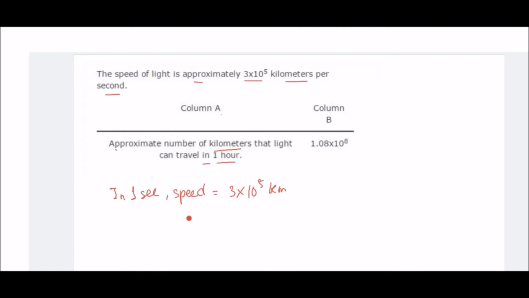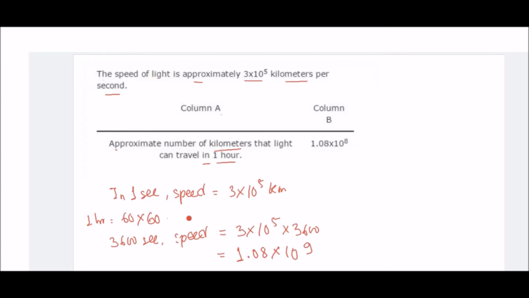So we have to convert 1 hour into seconds, so that we will get it easily. See, 1 hour equals 60 minutes times 60 seconds, so that will be 3600 seconds. The distance will be 3 times 10 to the power 5 times 3600. That will be 1.08 times 10 to the power 9. So 1.08 times 10 to the power 9 is greater than 1.08 times 10 to the power 8. That is, column A is greater than column B. So our answer will be option A.